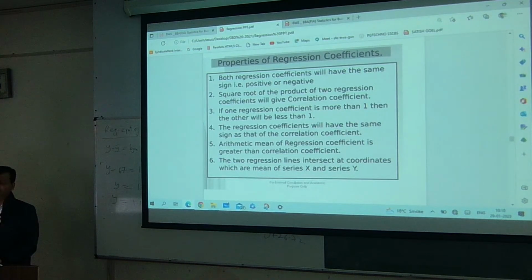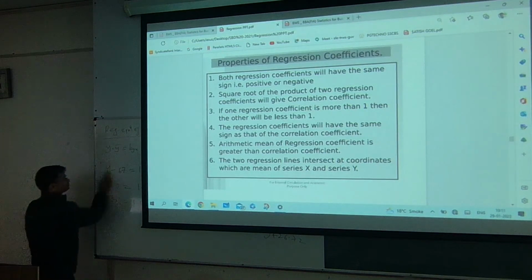And the arithmetic mean of regression coefficients, यानी (b_xy plus b_yx) divided by 2, so this is the arithmetic mean, that would always be greater than the correlation coefficient. Okay. And the two regression lines always intersect at the mean, x bar, y bar. जो जहाँ पे intersect करेगी वो point कौन सा होगा? x bar and y bar.